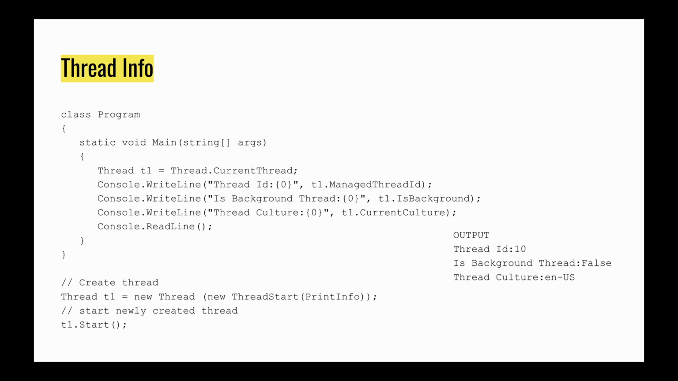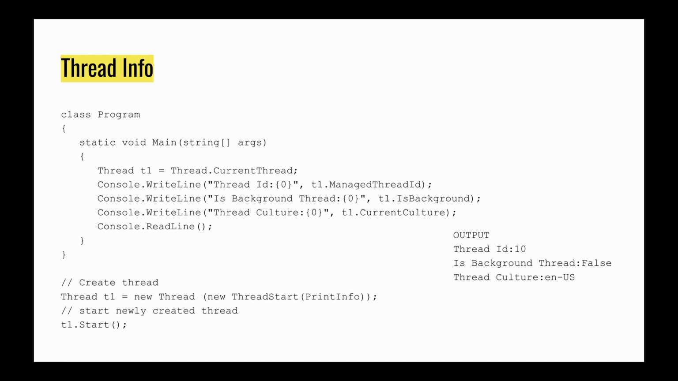Below is an example of getting details of the main thread using the CurrentThread property of the Thread class. When we run this program, we should get the output below. The main thread is responsible for executing programming logic in a synchronous manner, i.e. one after the other. If we want to run multiple tasks at the same time, we need to create child threads in our application. We can create a thread by using the Thread class.